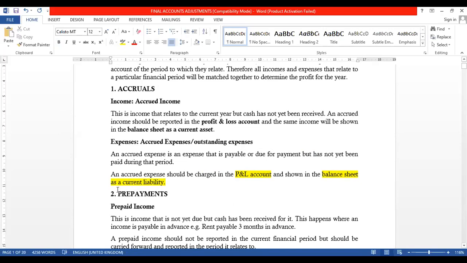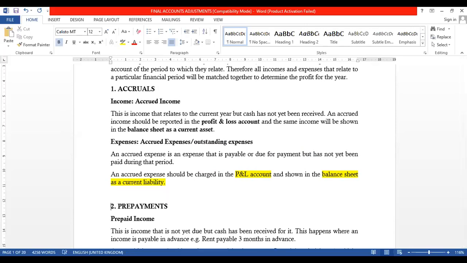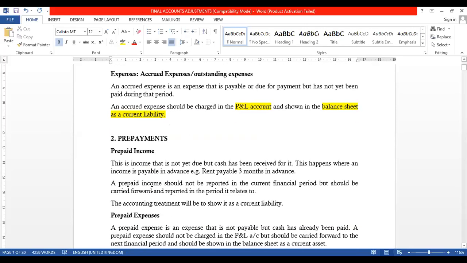That is about accruals. We look at prepayments. When it comes to prepayment, it can either again be an income, in which case we call it prepaid income, or it can be an expense, in which case it will be called prepaid expense. Now, a prepaid income is an income that is not yet due, but cash has been received for it.